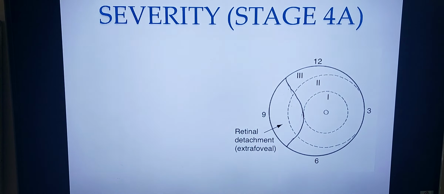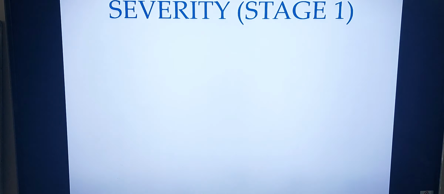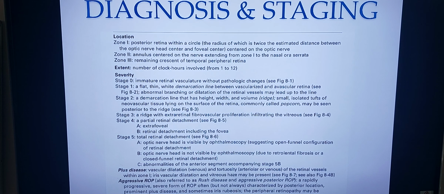So going all the way back to that table, I'm sure this looks a bit easier now to understand. We have done the location as well: Zone 1, Zone 2, Zone 3. We've done the extent. We've done all these severities up to stage 5. And then we have to see if the patient has plus disease or not. The criteria of plus disease is vascular dilation and tortuosity within zone 1, iris vasculature, and vitreous haze. If any of these factors is present, we say that a plus disease is present.